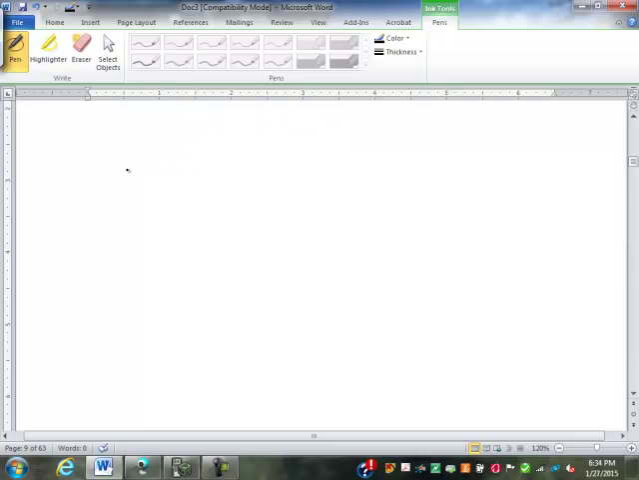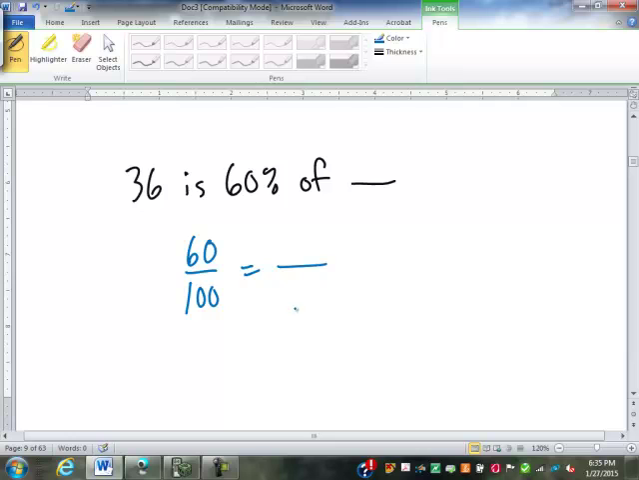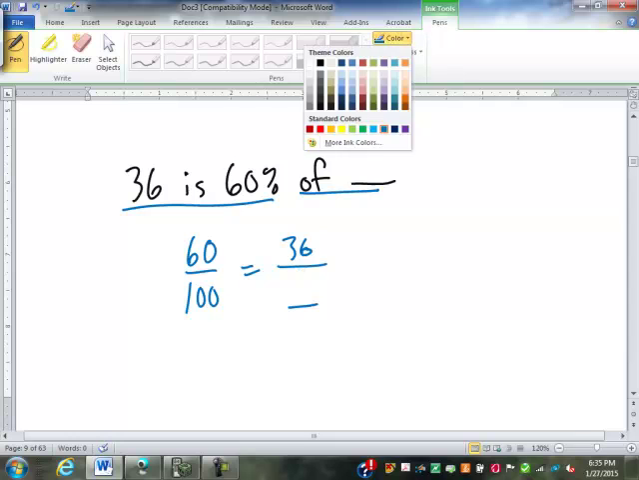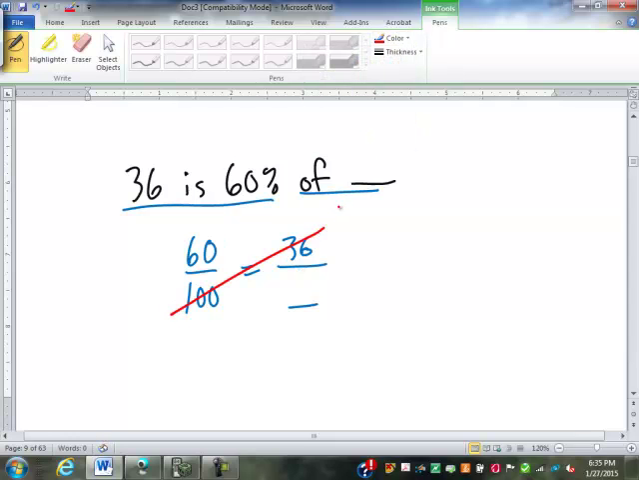Oh, let's have 36 is 60% of blank. So here we have the percent this time, so 60% is 60 out of 100. 36 goes on top or bottom? Top. 36 is 60% out of blank, so the blank goes on bottom. So we cross multiply and divide. 100 times 36 is 3,600. Divided by 60 is 60. 36 is 60% of 60.